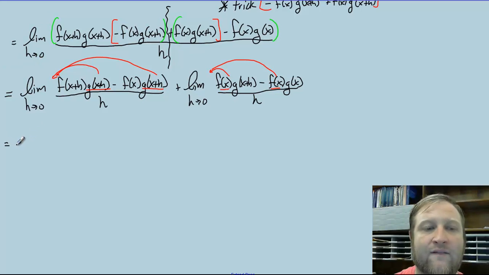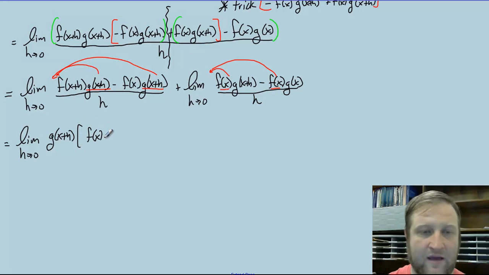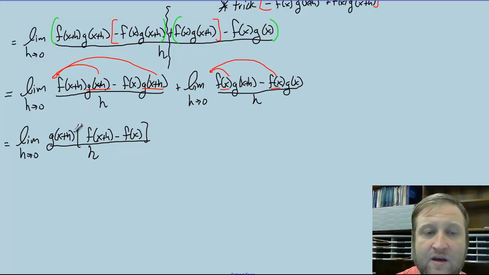Doing so, we will have the limit as h approaches 0 of g of x plus h times f of x plus h minus f of x. I just factored out that g of x plus h, and this is still all over h. So notice the operation here is multiplication. So I can actually split this up and keep my denominator either on this side or on this side. And I hope we're starting to see now that this portion is becoming the definition of f prime of x.